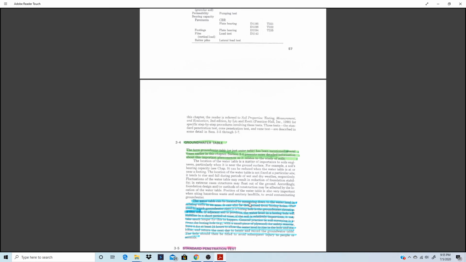General practice in soil surveying is to cover the borehole with a small piece of plywood so that you don't let animals or frogs or whatever fall in there, and then come back after 24 hours, look at it, and record the groundwater table. The hole then should be filled.